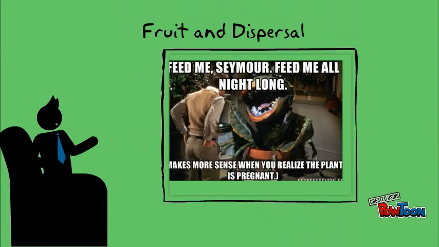The next crucial event is dispersal of the seed to a suitable environment for it to germinate, grow, and develop into a reproductive adult. Seeds have a few different ways of being dispersed: expulsion, wind, water, and animals.